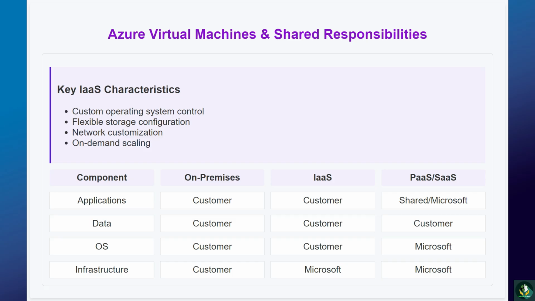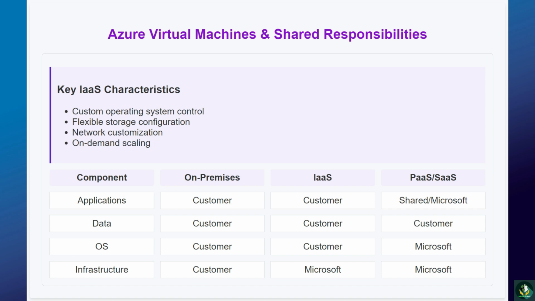The shared responsibility model clearly delineates which aspects of the service are managed by Microsoft and which remain under customer control. While Microsoft maintains responsibility for the physical infrastructure, including hardware maintenance, network connectivity, and data center operations, customers retain control over applications, data, operating systems, and related configurations. This division of responsibilities enables organizations to focus on their core business applications while leveraging Microsoft's expertise in infrastructure management.